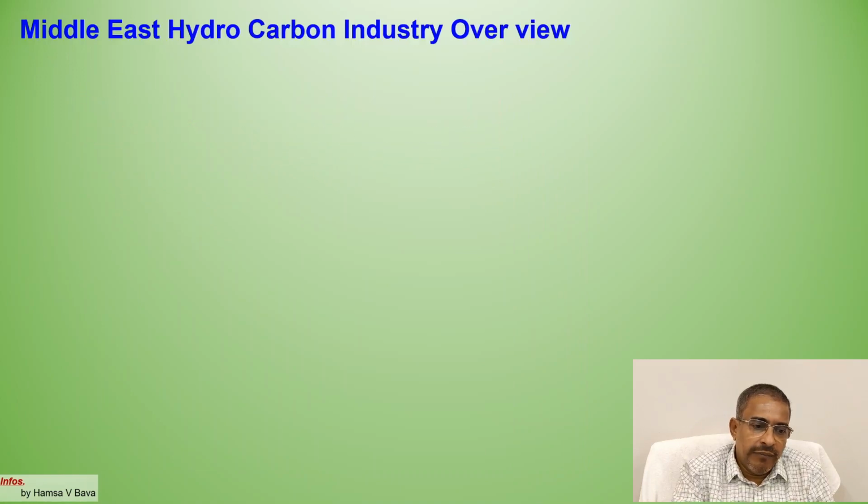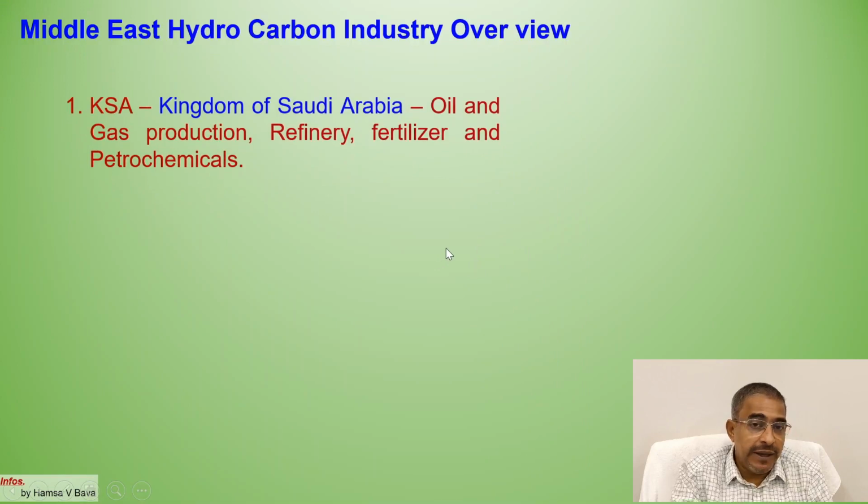Then Middle East hydrocarbon industry overview. The biggest one is the Kingdom of Saudi Arabia. Maybe you have heard about that. Saudi Arabia is the biggest oil producer and also has the biggest petrochemical industries. This is only an overview, and we will cover the details exclusively for Saudi Arabia in coming videos.